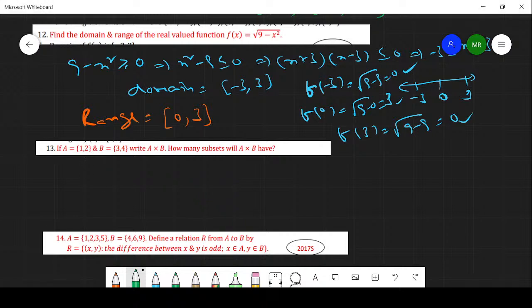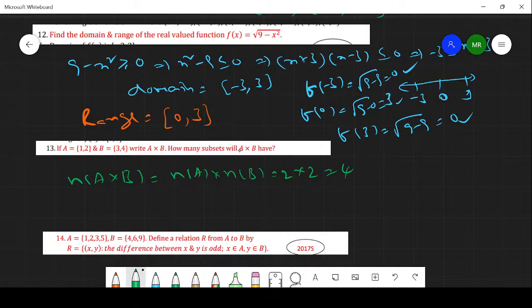A equal to set of 1 comma 2, B equal to set of 3 comma 4. Write A cross B. How many subsets will A cross B have? They are asking number of subsets of A cross B. When they are asking number of subsets of A cross B, first find number of elements of A cross B. N of A cross B will be N of A into N of B. Then A is having 2 elements, B is having 2 elements, it gives 4. So A cross B is having 4 elements.